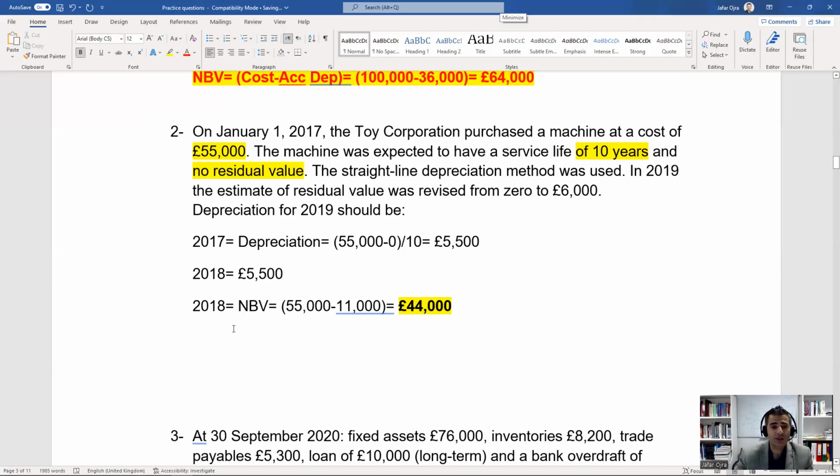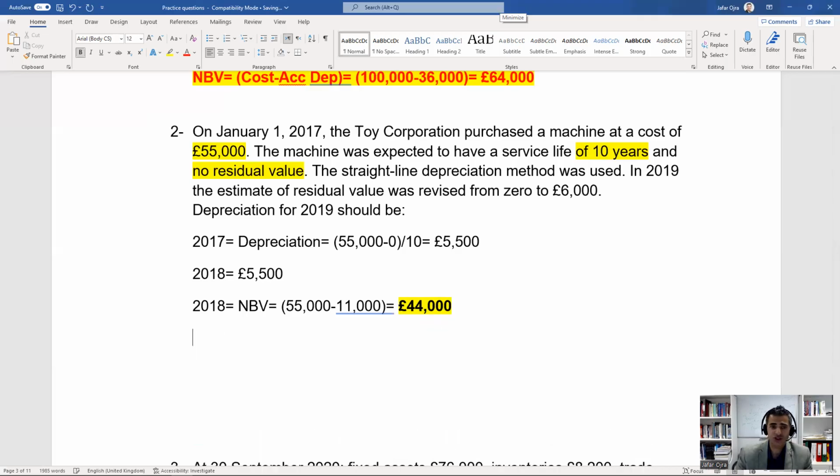So now, what happened in 2019, you just need to apply, as you know, the typical equation of the depreciation, which is the cost. So now the cost is £44,000. Now we need to have this figure minus residual value, which is the new residual value of £6,000, divided by useful life. Now the question is, is the useful life 10 years or 8 years? It's 8 years. Why 8 years, guys? Because there are 2 years gone from 17, 18. So what's left is 8 years.